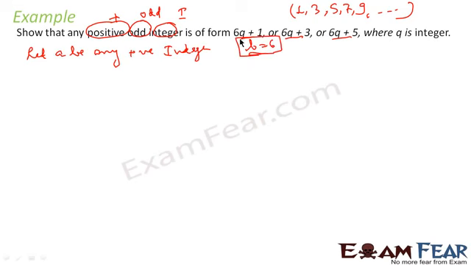Please note why we have assumed b is equal to 6: because the question says 6q plus 1, 6q plus 3, 6q plus 5. If the question said 3q plus 1, 3q plus 2, we would have taken b equal to 3. Depending on the question, we take the value of b. This is a trick here. Since the question says 6q, we take b equal to 6.